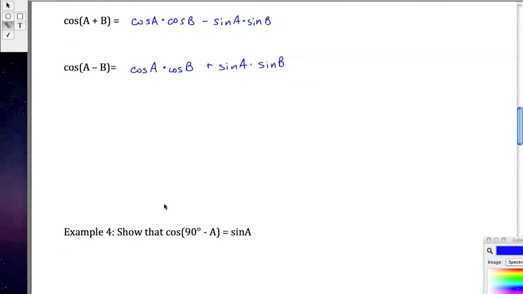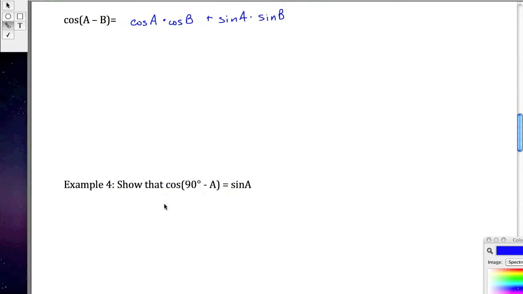Let's use this formula to solve this next one. I'll leave it up here like this. Cosine of 90 minus a is equal to the sine of a. Let's remember, 90 minus a is a cofunction with sine of a, meaning that this should be true. Because if this is true, then everything that we've already talked about is true. So let's look at what happens.